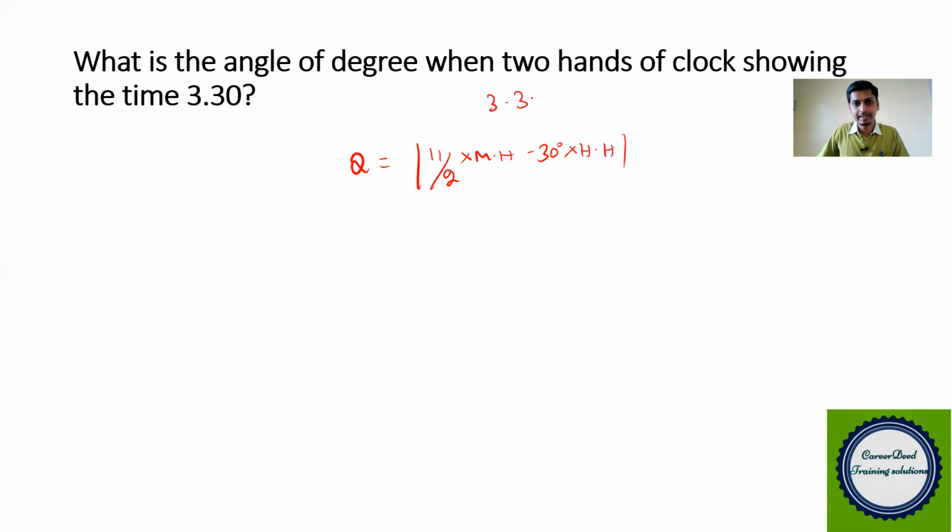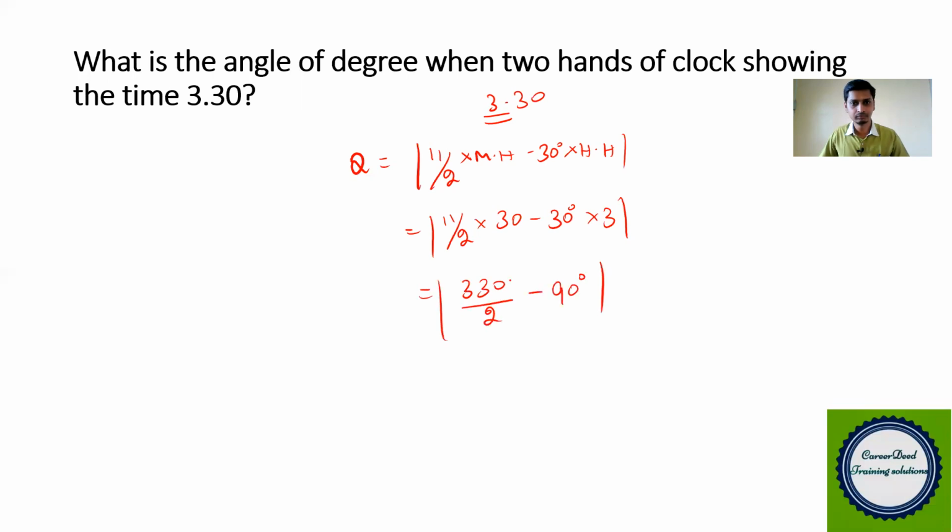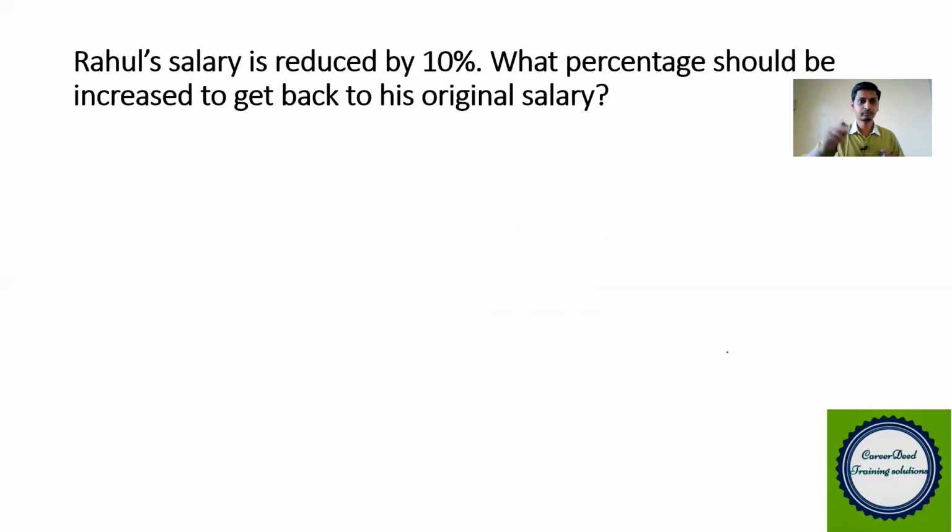So at 3:30, 11 by 2 degrees into what is the minute hand? It is 30. And what is the hour hand? 30 degrees into hour hand, which is 3, right? So multiply this by 3. So 330 by 2 minus 90 degrees. Right. So 330 by 2 you get 165, minus 90 degrees. So what is it? 75 degrees. So the angle between the minute needle and hour needle at 3:30 will be 75 degrees. This becomes your answer. Okay, now moving to next problem.